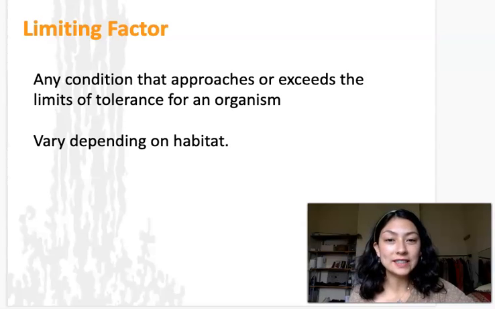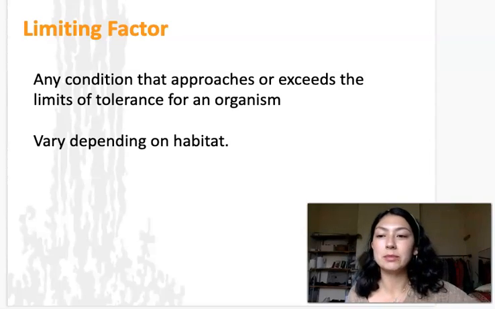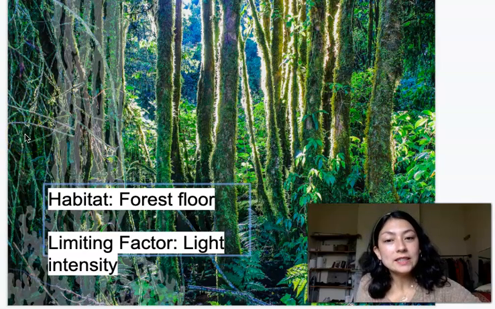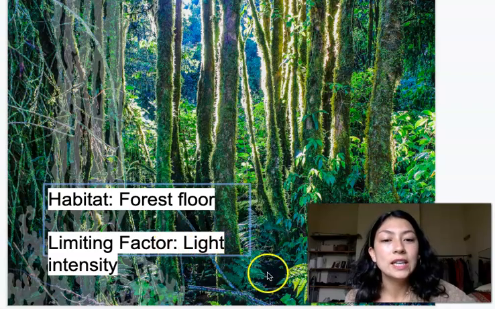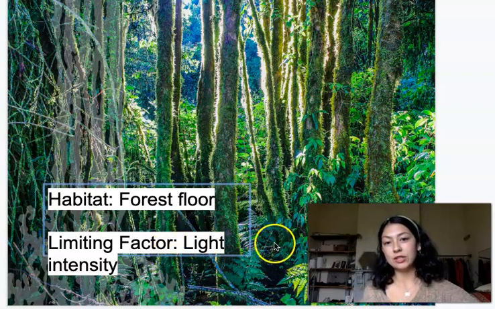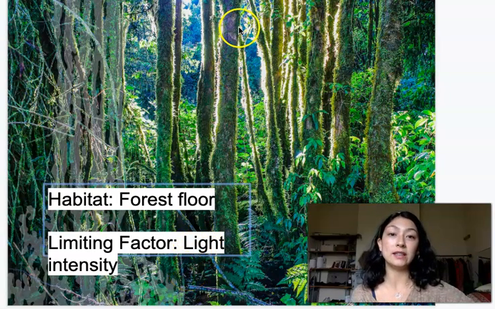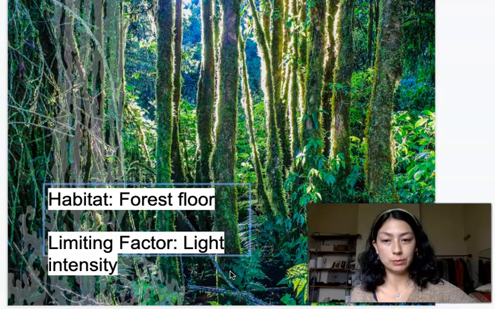A limiting factor is any condition that approaches or exceeds the limits of tolerance for an organism, and that varies depending on habitat. Let's look at some examples. So if we look at this particular example, this is the forest floor. The limiting factor for something like this will be light intensity. So the plants or creatures that exist on the forest floor have less light available to them than the ones in the upper canopy. That's a limiting factor to their survival. That limits how they can thrive, that limits how far they can grow, that limits their ability to reproduce.